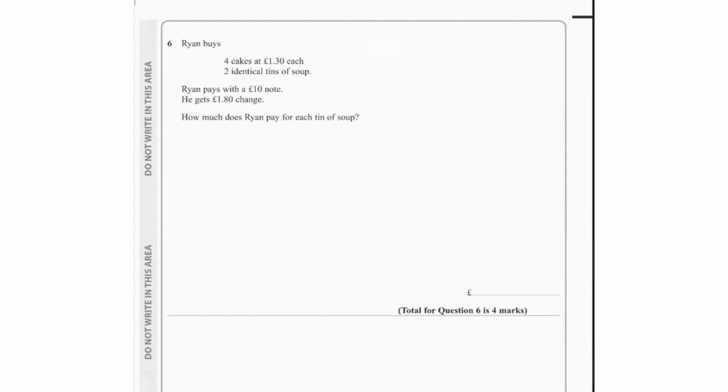So what we will do over here is that since he's buying 4 cakes at 1.30 pounds each, so 4 times 1.30 plus 2 times x, x being cost of 1 tin of soup, and this equals 10 minus 1.8. Why 10 minus 1.8? Because he pays 10 pounds and he gets a change of 1.8.